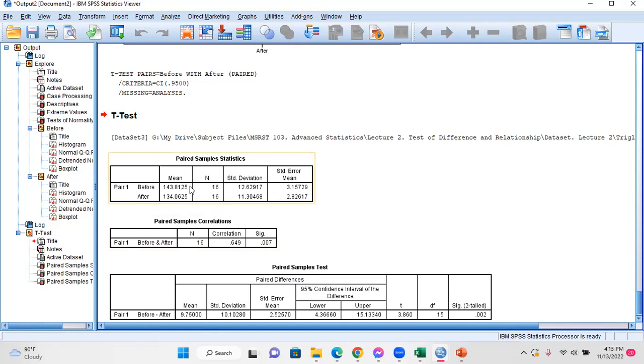So, tingnan muna natin ang mean, kung bumaba ba or tumaas. And then, pagkatapos, tingnan natin kung yung interpretation ng mean ay may significant difference and meron ngang significant difference. So, yan ang sa paired t-test. Naintindihan?